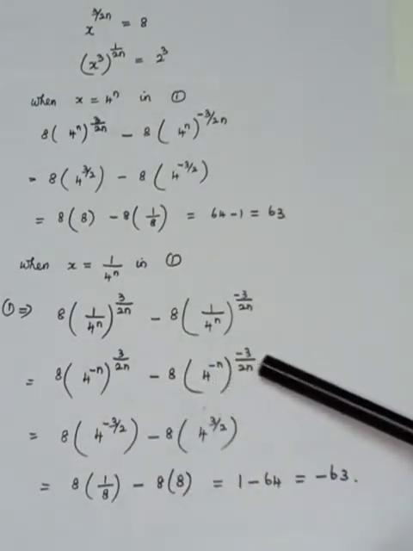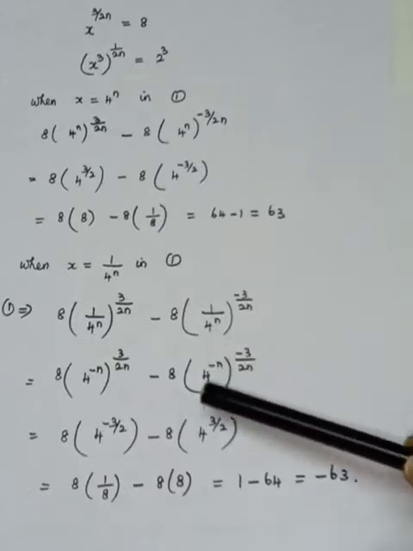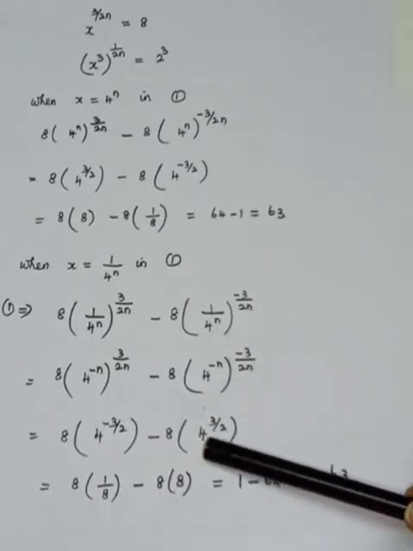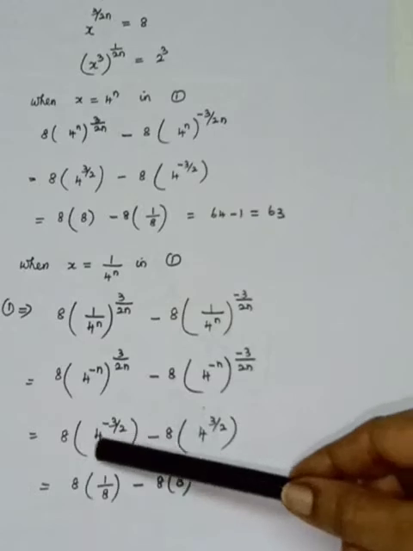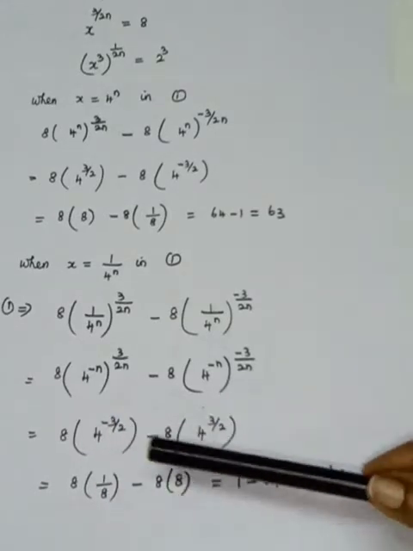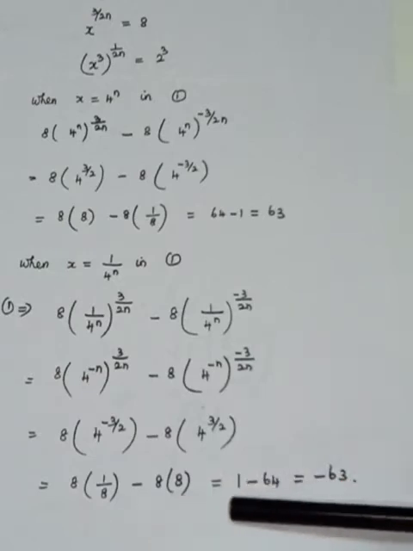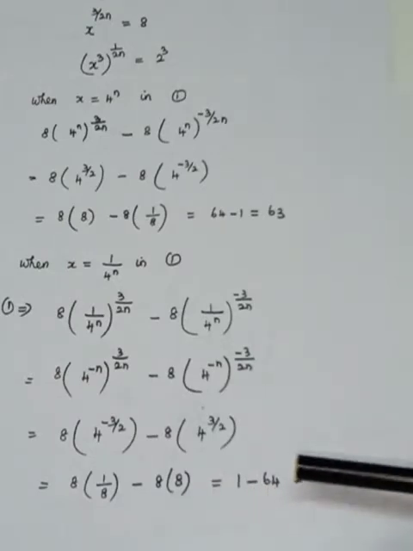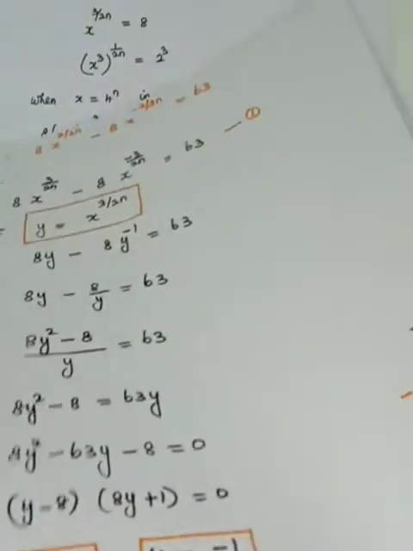Here also n is getting cancelled. So here minus into minus plus, 4 power 3 by 2. What is 4 power minus 3 by 2? That is 1 by 8. 4 power 3 by 2 is 8. So 8 is getting cancelled. Here you are having 1 minus 64. What is 1 minus 64? Minus 63. But here what you are having in that equation?